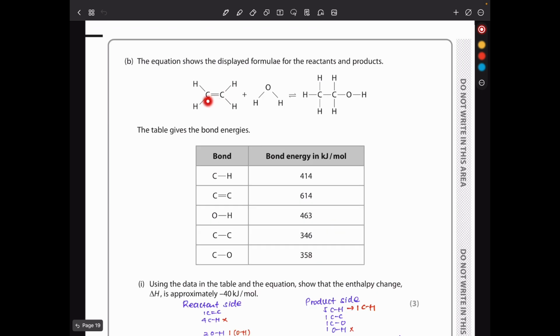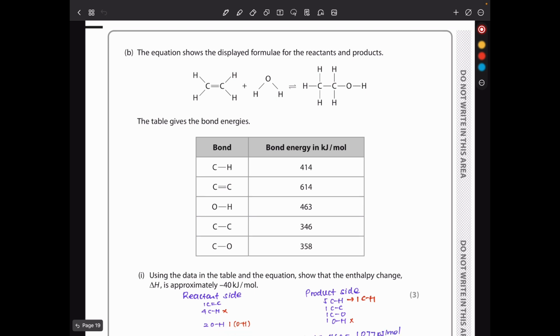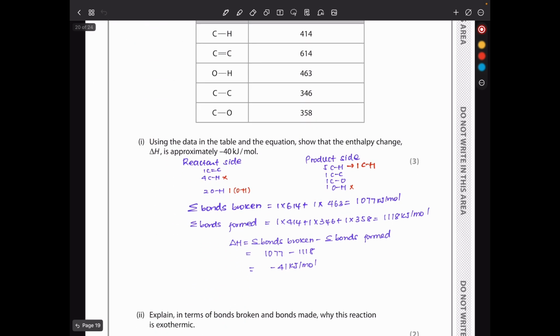So going back to the equation, we have 1 carbon-carbon double bond and 4 carbon-hydrogens here. Here we have 2 oxygen-hydrogens. On the other side we have 1 oxygen-hydrogen, and we have 1, 2, 3, 4, 5 carbon-hydrogens as well as 1 carbon-carbon. So I'm going to cancel out similar bonds from either side. Since the left has 4 carbon-hydrogens and this has 5, we will cancel out and remain with 1. This side has 2 OH and 1 OH, cancel out 1, remain with 1, and then we can work with the rest. So whatever is left is going to be used to calculate the enthalpy change of the bonds broken, or the total enthalpy change.